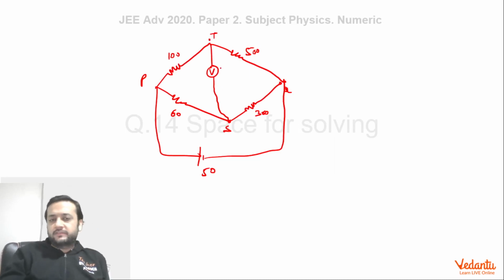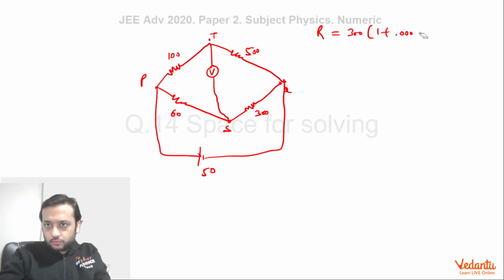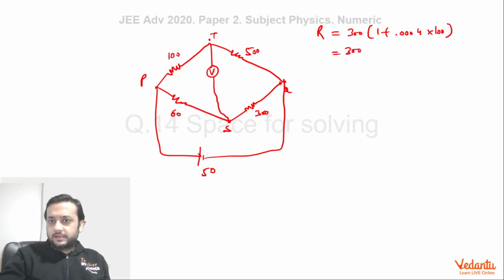So right now, the potential difference between T and S, of course, will be zero because it is in balanced condition. But if you find the new value of this 300, so this will be initial value into 1 plus alpha, which is 0.0004, into delta t. Delta t is 100. Okay. So this becomes 300 into 1.04, which will become 312, right? So this resistance becomes 312.